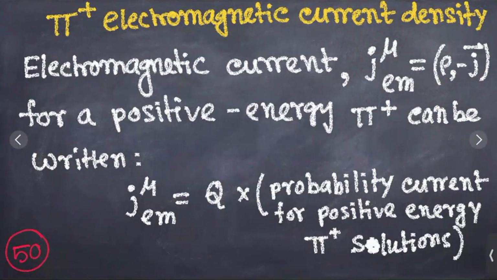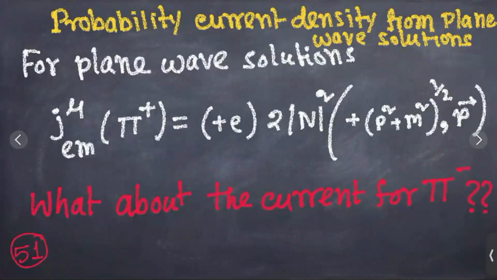Now, if I want to define the probability current density for the pi plus, later when we do the mathematical calculation, I will show you that this is nothing but the charge times the probability current density for the positive charge solution. For pi plus, positive charge, I need the charge of the particle times the probability current density for the positive charge solution. At this point I'm just considering the positive charge solution. And as I already discussed, my probability density is 2 modulus of N squared times energy.